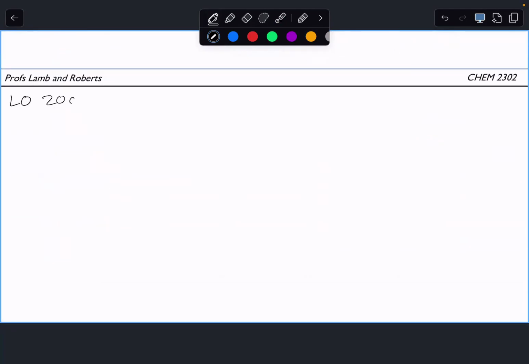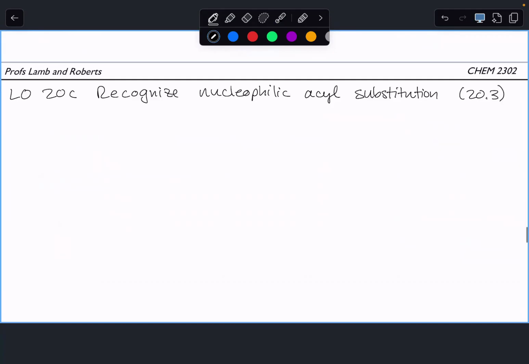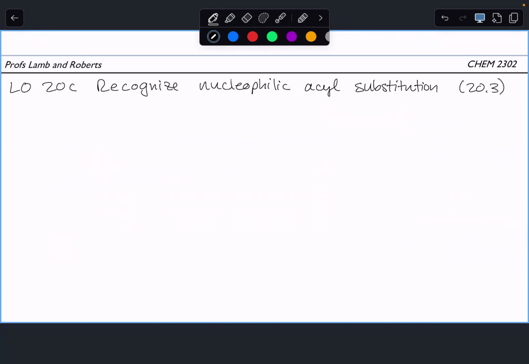So learning objective 20C. Right now, we just want you to be able to recognize a nucleophilic acyl substitution, which is 20.3. We will get into the nitty-gritties of nucleophilic acyl substitutions for each of these carboxylic acid derivatives. But for today, we're going to do a very generic mechanism. As we go through the specifics, you'll start to see how they're slightly different from each other, but they're essentially the same.